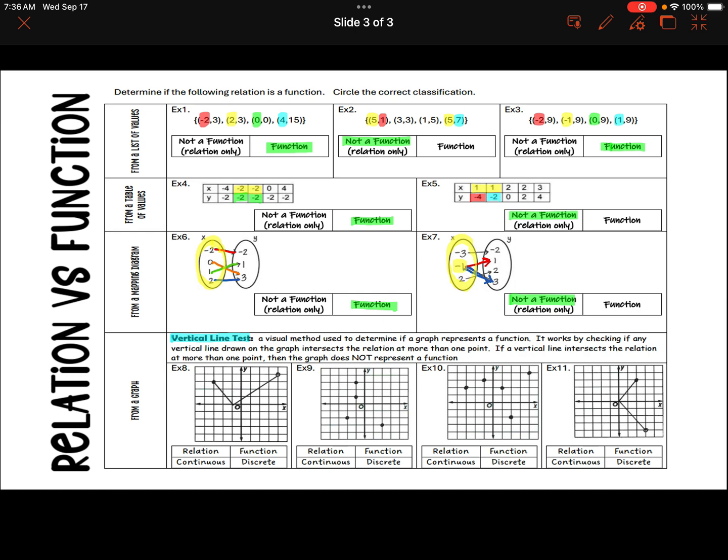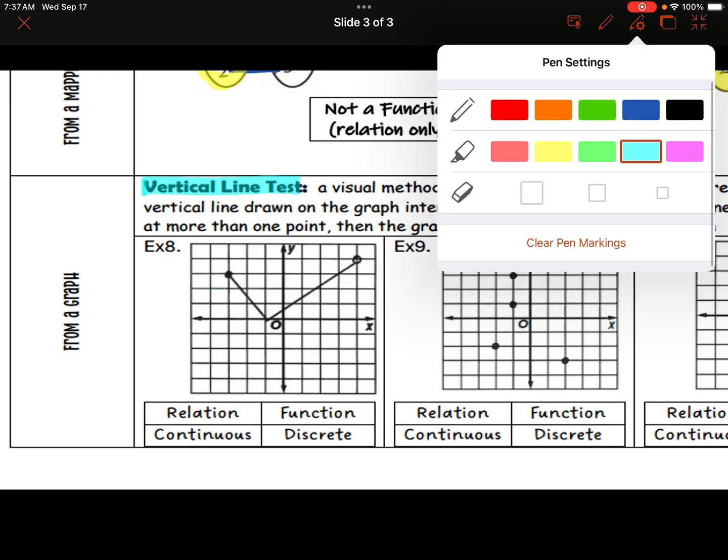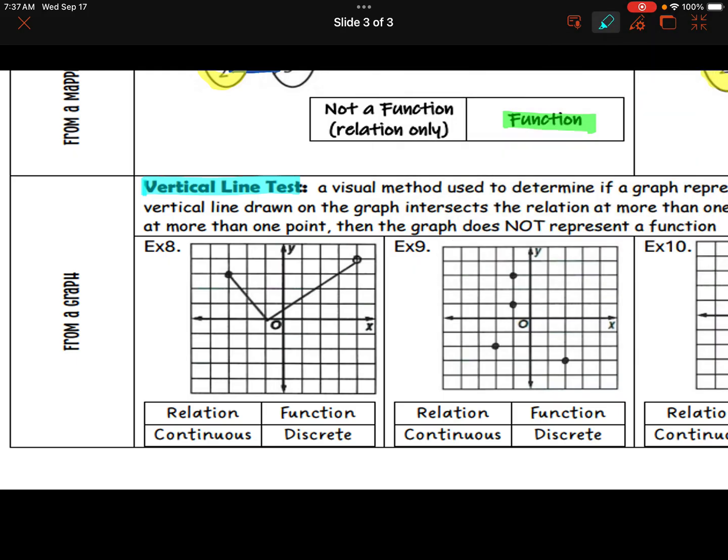It works by us checking if any vertical line is drawn on the graph. As long as it intersects the relation only 1 time, it passes, it is a function. But the second the graph touches my vertical line more than 1 time, it has failed the vertical line test and it is not a function. Okay, so what exactly does this look like? I always tell kids you can honestly just lay your pencil down on the graph, and if the graph hits the pencil more than once, it has just failed the vertical line test.